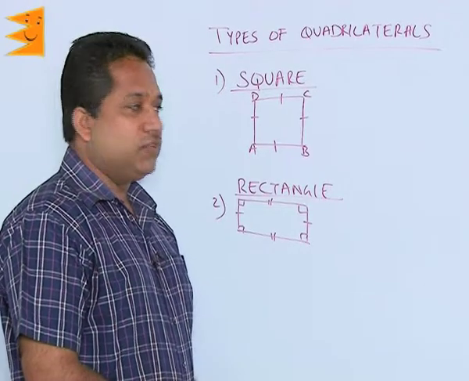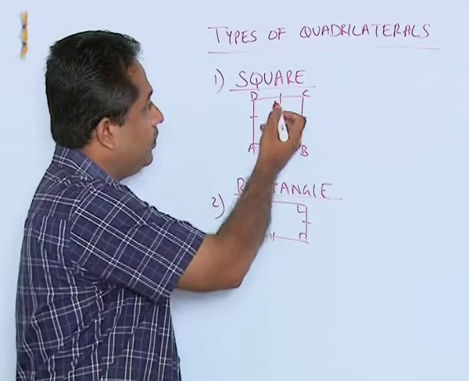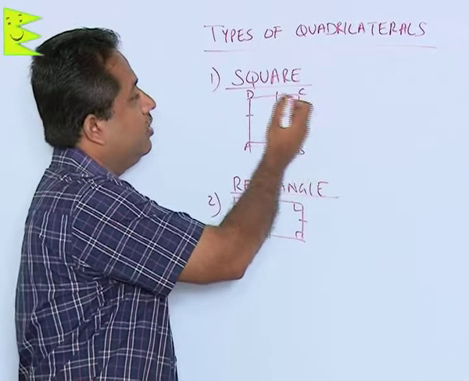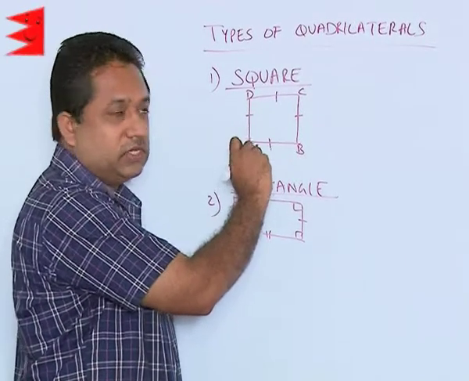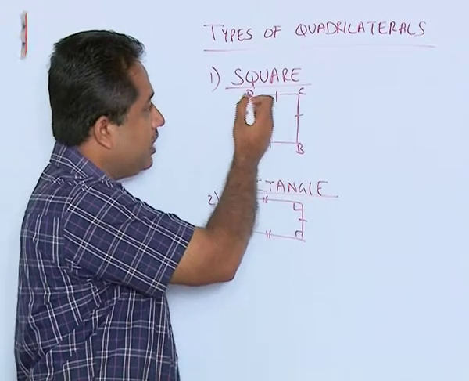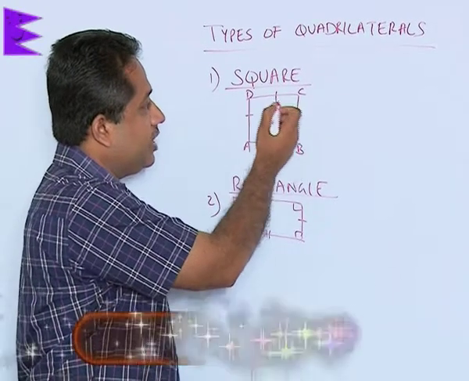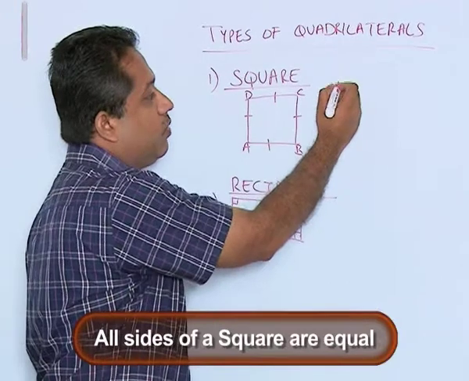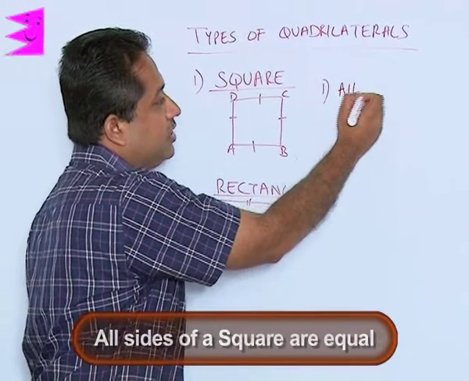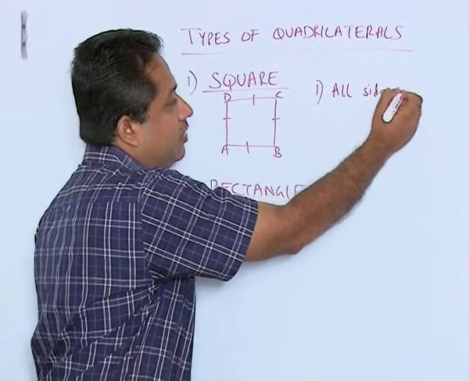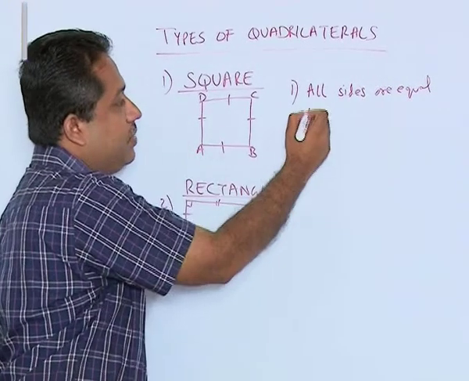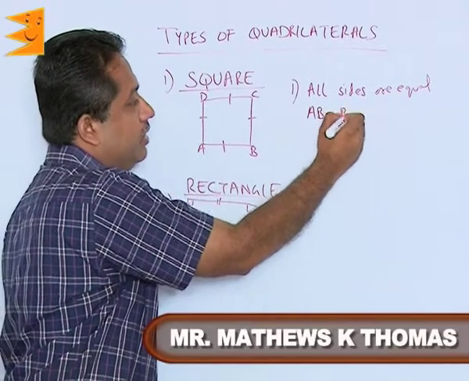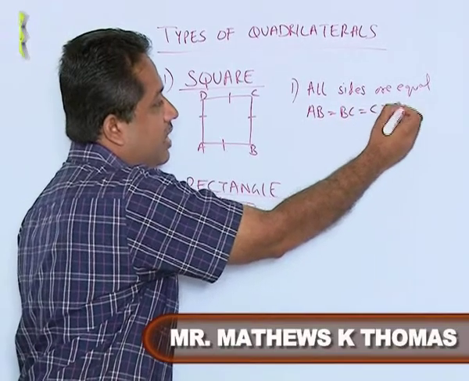See the different types of quadrilaterals. First one, square. You all have drawn squares, you have observed squares. Here we find that the main property of a square is that all the sides are equal. If all sides are equal, that means all the sides here, which refers to AB, BC, CD and DA.